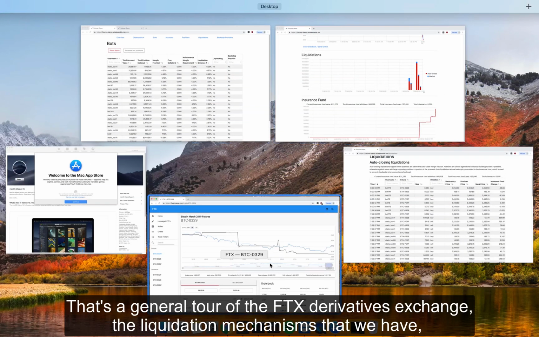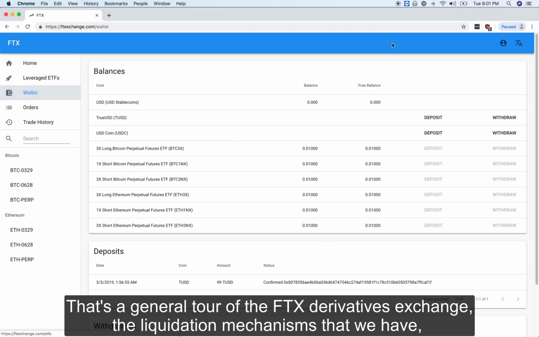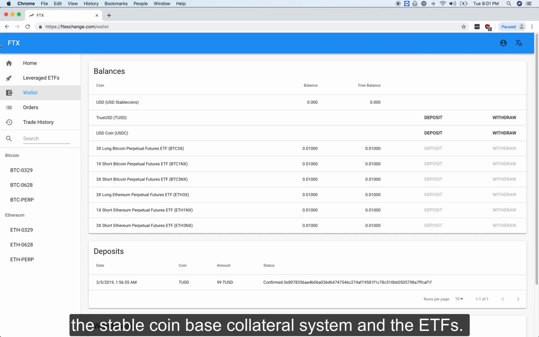That's a general tour of the FTX derivatives exchange, the liquidation mechanisms that we have, the stablecoin-based collateral system, and the ETFs.